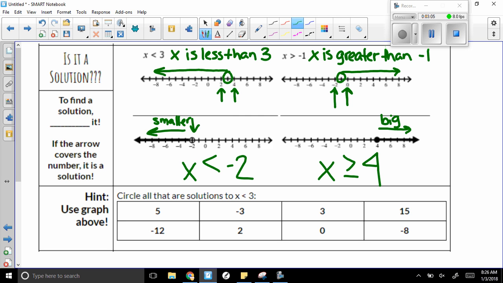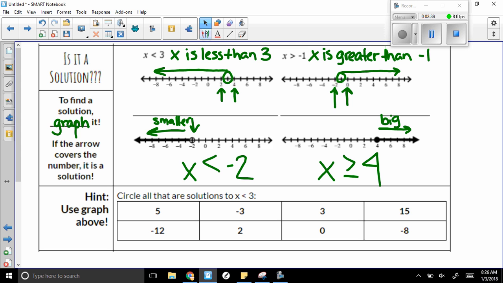Now over on the left, this talks about solutions. Solutions are any value that is going to make that inequality true. So if you need to find a solution, you can always graph it. You can always put it on the number line, just like what we've drawn, and then you look at where the arrow covers. If the arrow covers up where that number is, then it's a solution. So my example here says that I need to circle all that are solutions to x is less than 3.